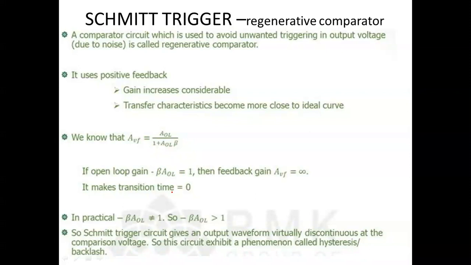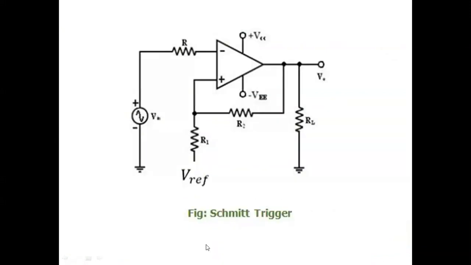The Schmitt trigger circuit gives an output waveform virtually discontinuous at the comparison voltage. It will continuously switch over between the UTP and LTP. That's why we call it hysteresis or backlash. We are going to see what hysteresis is. The circuit shown here is a Schmitt trigger circuit using an operational amplifier. The same Schmitt trigger circuit can be framed using BJTs, which is different from this op amp, an active device.